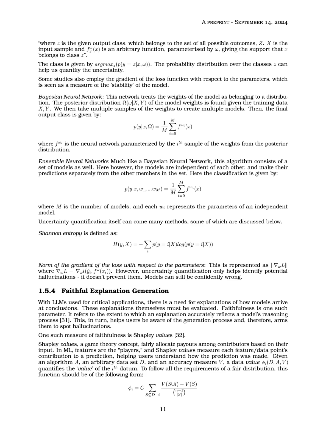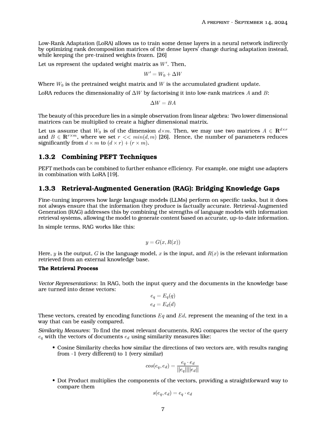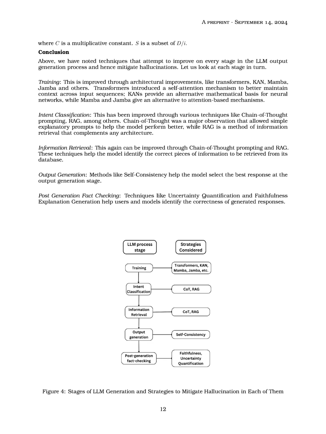Third, uncertainty quantification techniques are employed to assess the confidence of the model's predictions, helping to identify potential hallucinations by measuring the stability of outputs. Lastly, retrieval-augmented generation, RAG, combines LLMs with information retrieval systems, allowing the model to generate content based on accurate, up-to-date information retrieved from external knowledge bases, thus grounding its outputs in factual data. Each of these methods addresses different aspects of hallucination, aiming to enhance the overall reliability of LLM outputs.